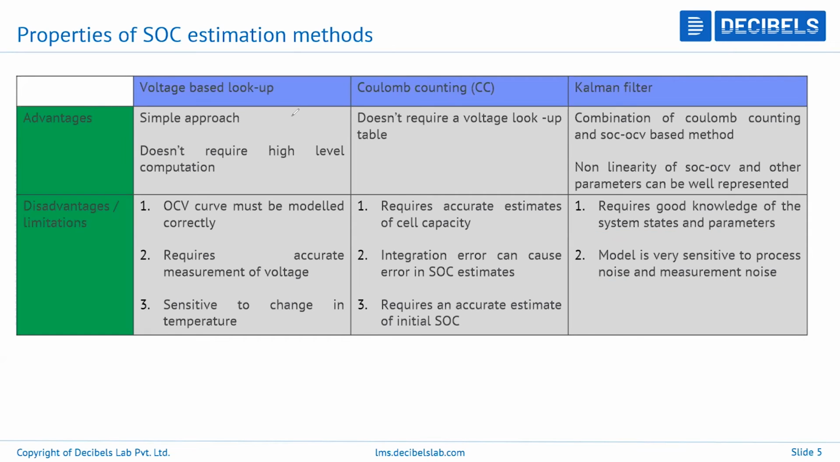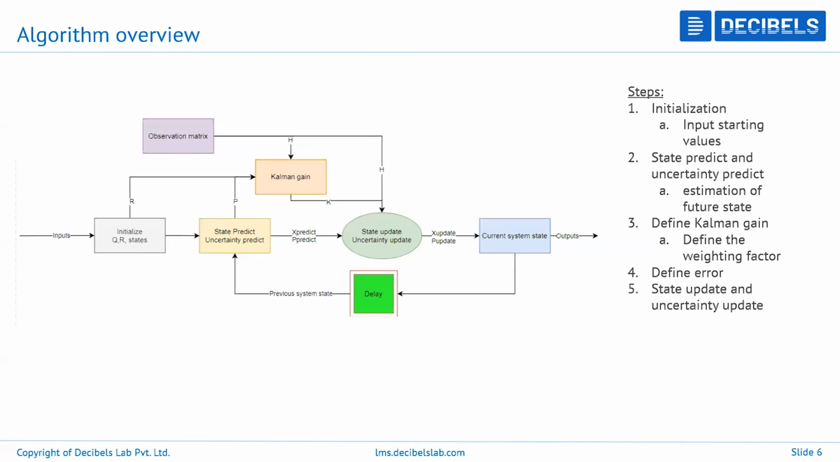So now we have taken a look at all the properties of the estimation methods. Now we'll go into the algorithm overview. Here, this is the state of charge estimation using the Kalman filter, how exactly the algorithm is established for state of charge estimation. Everything for Kalman filters starts over here, with what is called the initialization step. All these filters, it does not matter if it's a Kalman filter or recursive least squares or any other type of filter. So what is the first step?